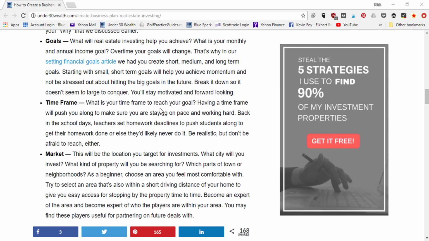You've got to set a time frame for each of your goals, because this is going to be that deadline that pushes you and makes you take action so that you stay on pace and you stay working hard to reach that goal. For example, in school, teachers would set deadlines when homework was due. A lot of kids would procrastinate until the night before the deadline to get it done. And then there's some kids who wouldn't do it at all. They would just skip it.